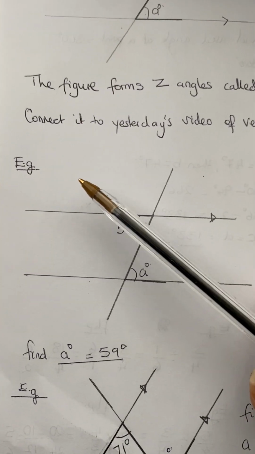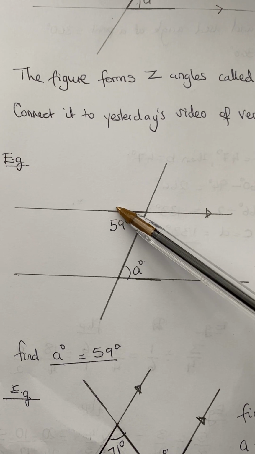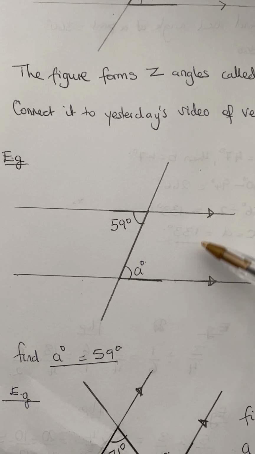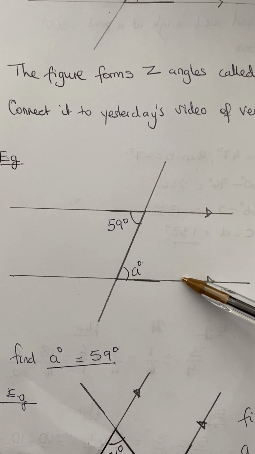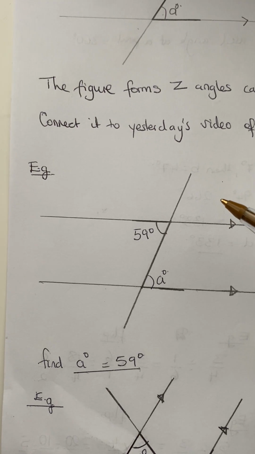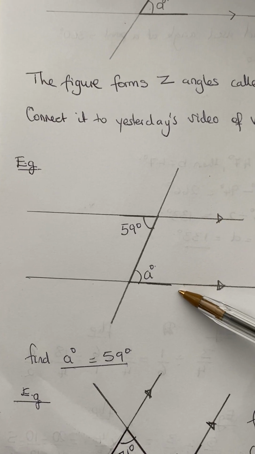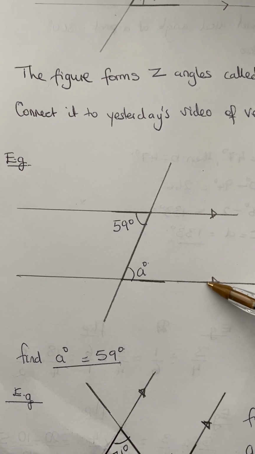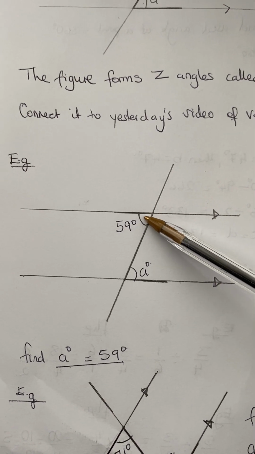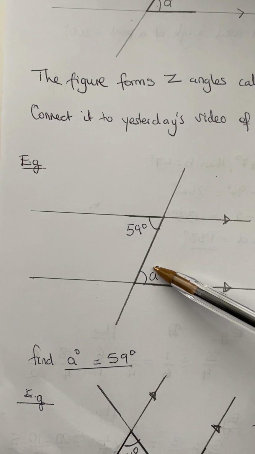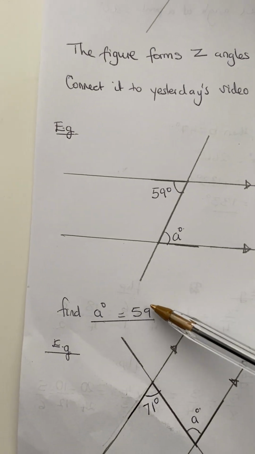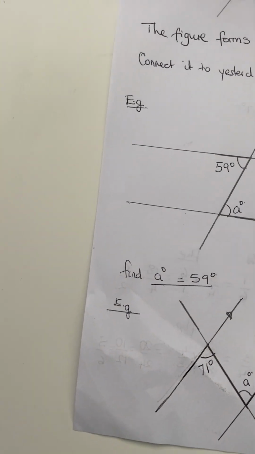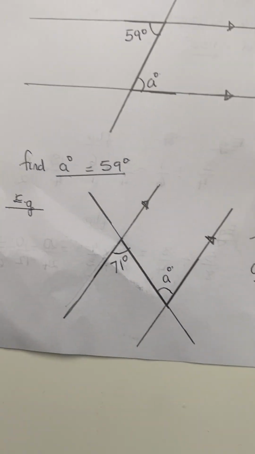So here, the first example is find A. So we found our Z here, and we know they are parallel lines. Okay, if they are not parallel, then it's not true. This is not to scale. Okay, but they are parallel lines because of this line. So if this is 59, then A is 59. So 59 degrees.